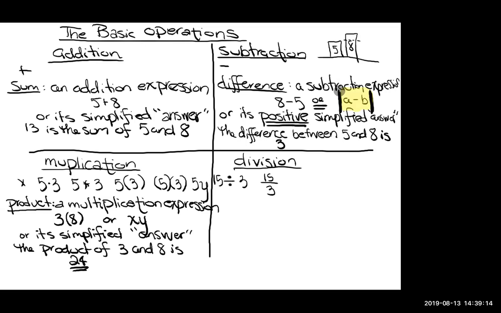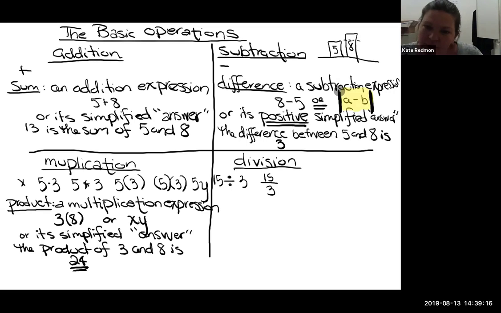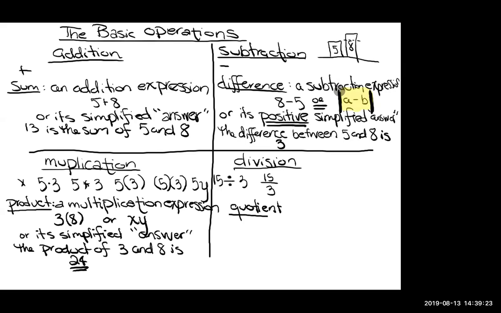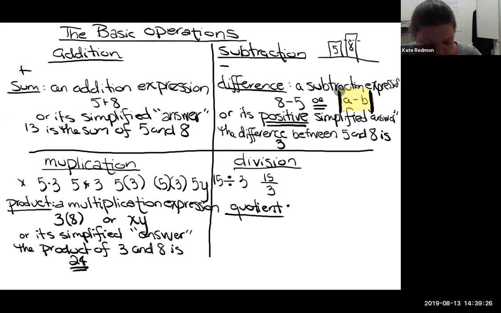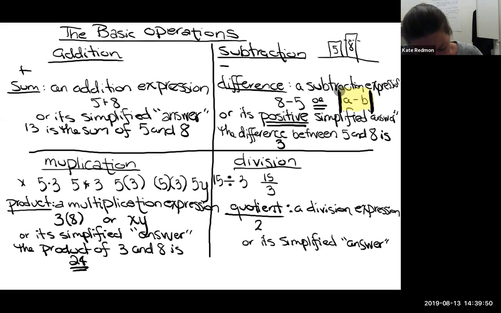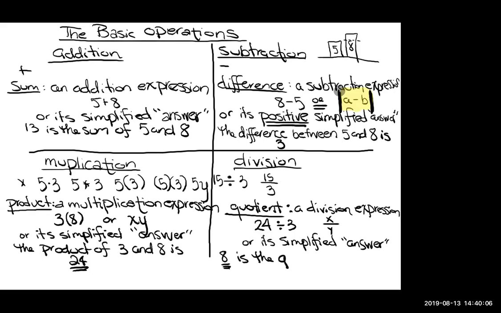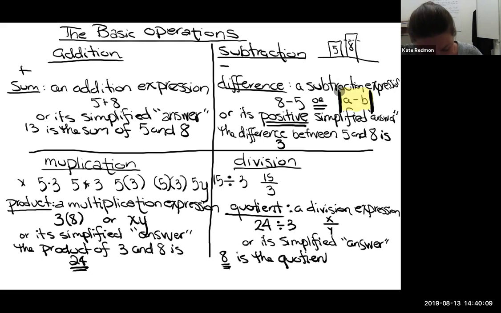Okay, super important. We have products, and the last word, do you happen to know the word for a division expression? Yeah, quotient. As soon as I started writing the Q, it usually jogs people's memory. So a quotient is a division expression, or its simplified answer. So for example, there is the quotient of 24 and 3. There is the quotient of x and y. And then, of course, I could say 8 is the quotient of 24 and 3. The answer could also be referred to, or what you think of as the answer, as the quotient.